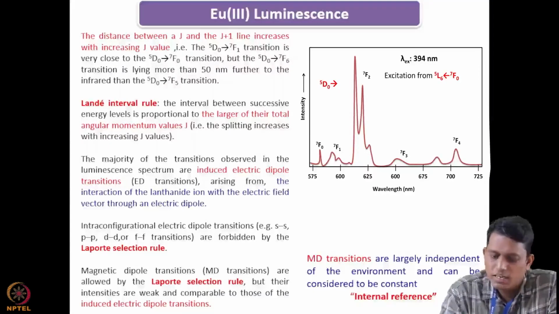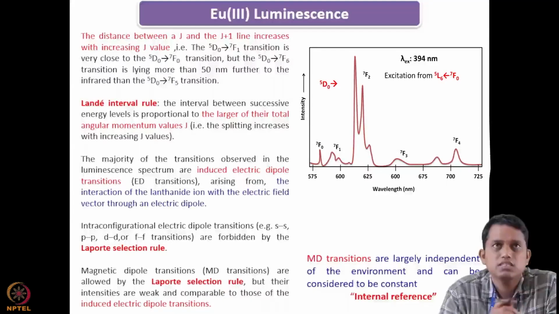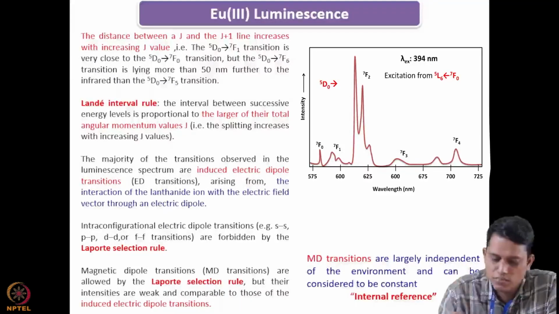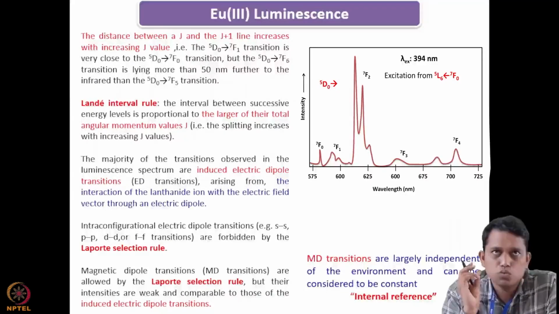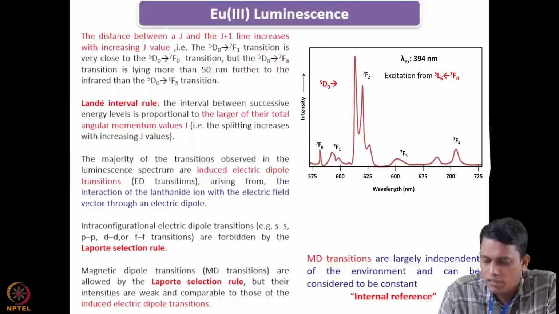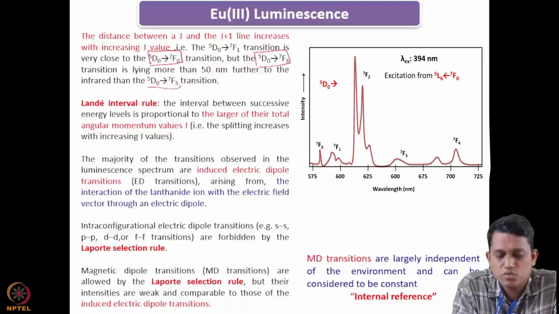You can also see that when we are moving from the 7F0 to the 7F4 states, you can see the distance between the J and J plus 1 lines. If I say the distance between the F0 and F1 line, they are very close to each other. But the moment you go higher, suppose instead of 5D0 to 7F0, now you are seeing the distance between 5D0 to 7F6 and 5D0 to 7F5 transition.